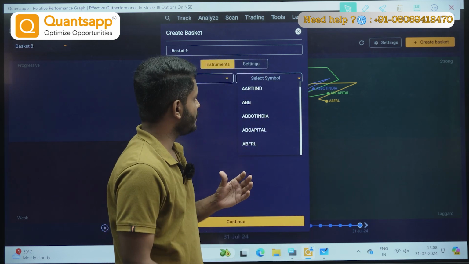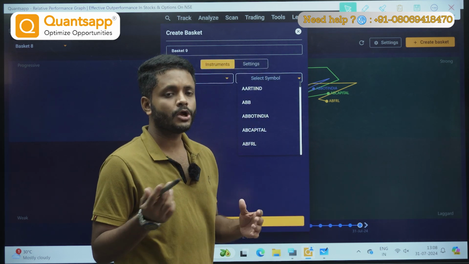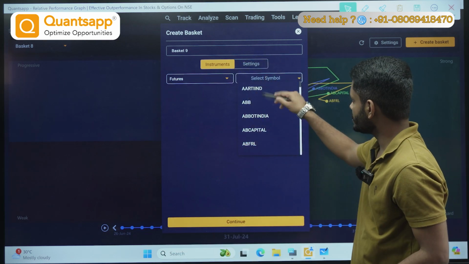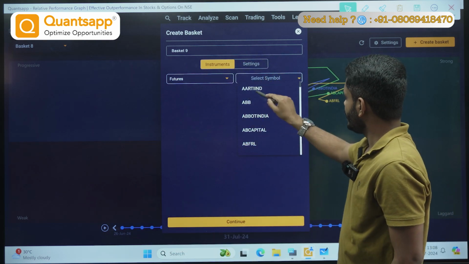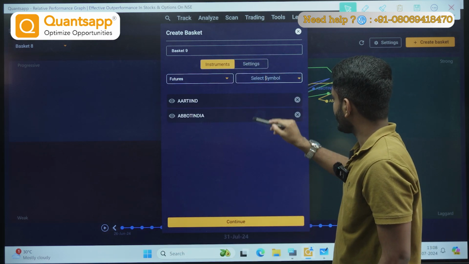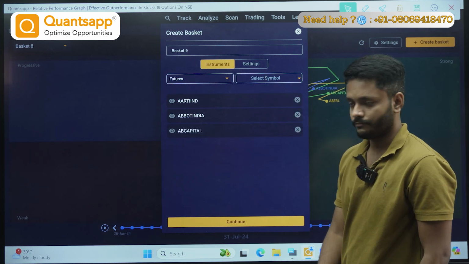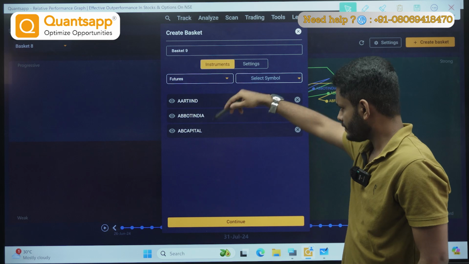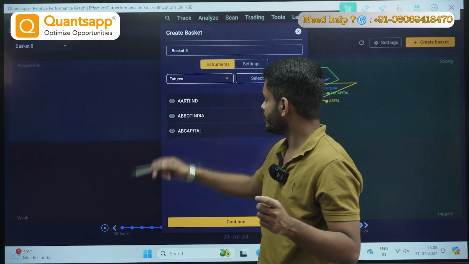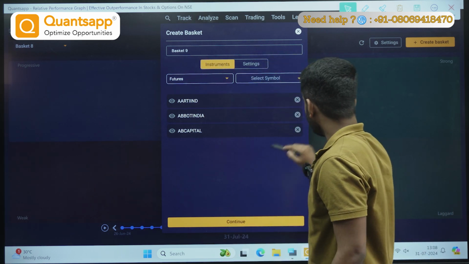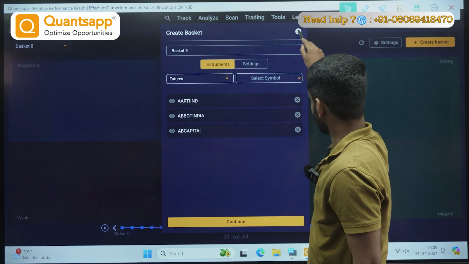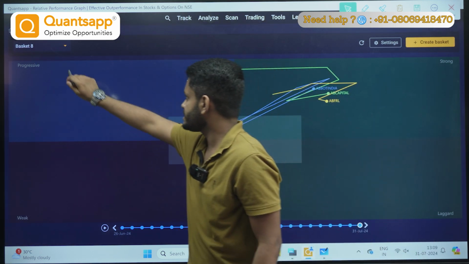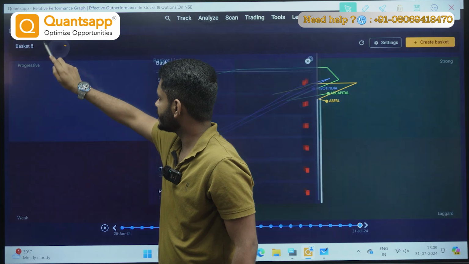Say for example, I want to track auto, and in auto I am interested in say Maruti, Tata Motors, TVS Motors. So you can add the scripts over here, like say I want to add Aarti, Abbott, AB Capital. Okay, and the basket name option is there, just erase that, and whatever name you are willing to give, you can give that name, continue. Then the save basket option will appear over here. You can select that.